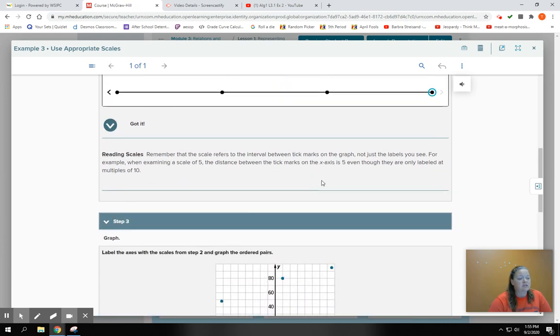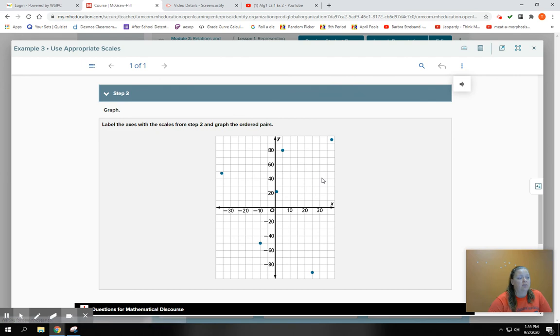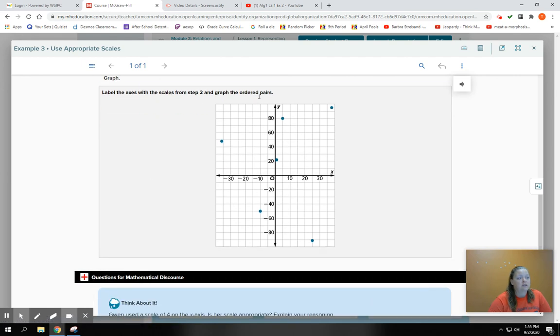And the last step is to take that information you have and graph it. So here they've put the dots on here for each of those coordinates in the set.